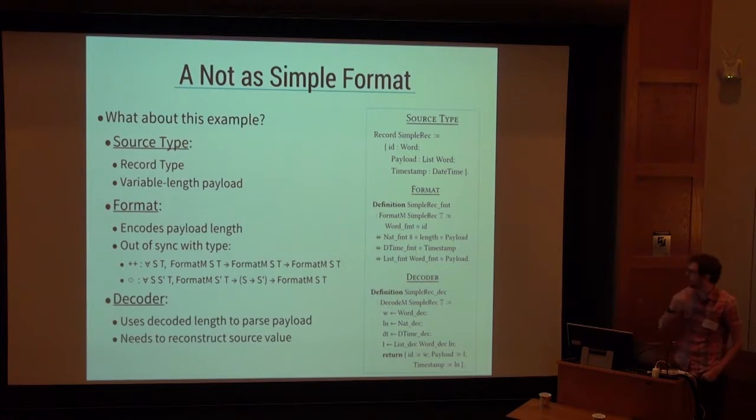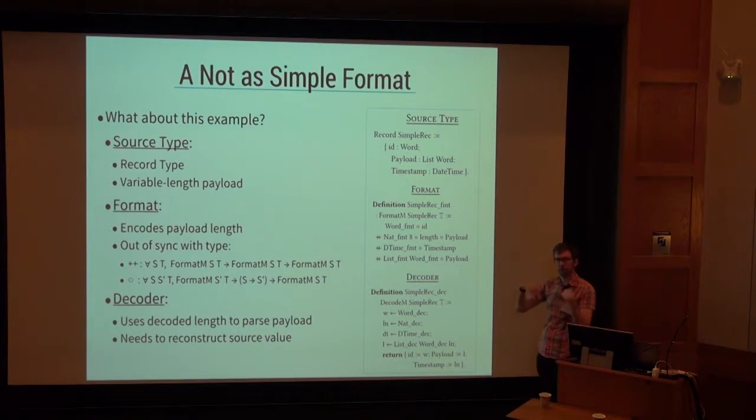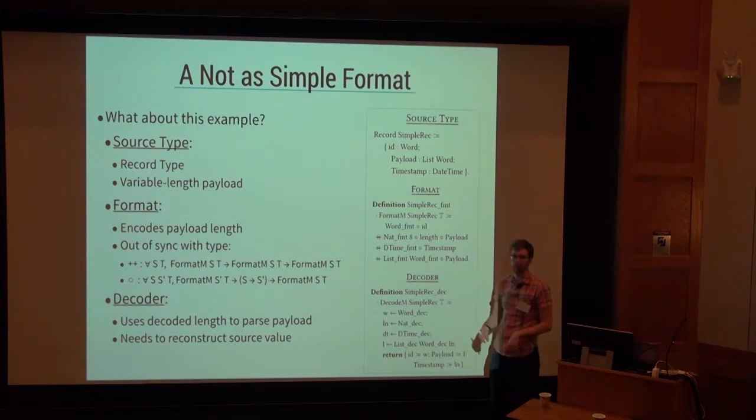Okay, and of course we made some changes to the decoder as well. As I mentioned previously, now we're using the decoded length in order to parse the payload. So now the decoder is defined in this monadic style. It looks sort of Haskell-y, not too unfamiliar. So here we're going to decode the length of the payload, and then the decoder function for list is going to take that length as an argument, and it's going to consume that argument as sort of fuel to figure out how many bytes to consume.